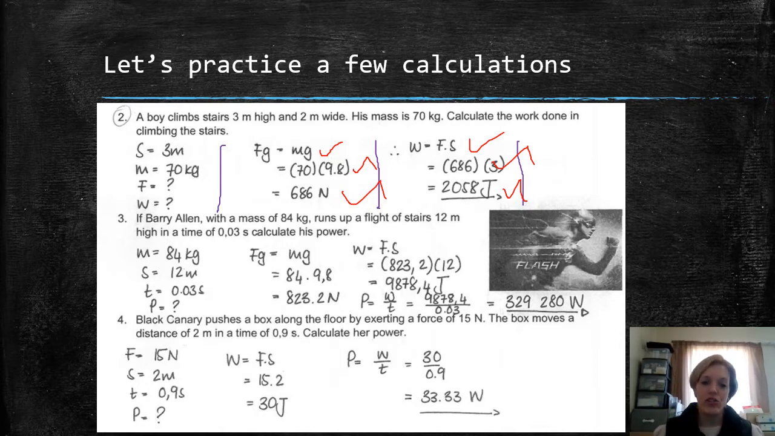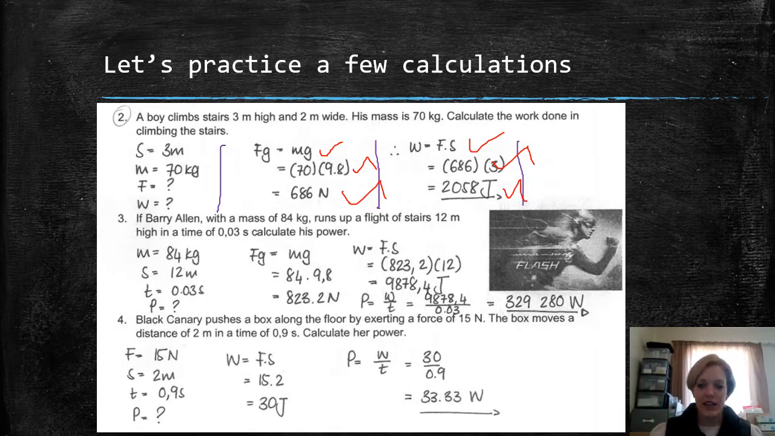Let's look at question 3. If Barry Allen, with a mass of 84 kilograms, runs up a flight of stairs 12 meters high in a time of 0.03 seconds, calculate the power. So this is also a very nice one. You need to calculate force, work, and power in one problem.